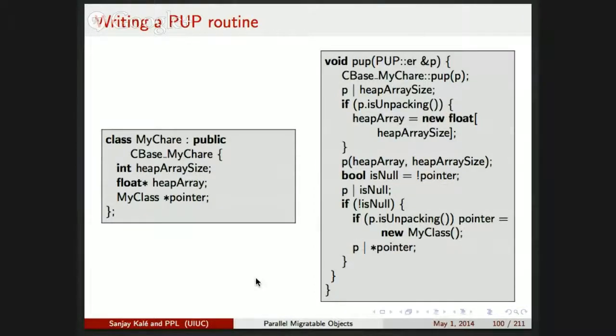Do we have to take care, if we migrate the char, to delete our local instance? So when a char is migrated off a processor, the runtime system will call delete on that char. Okay. And so the destructor should then do that deallocation. Okay. So that's why you don't see any deletes in the packing code.